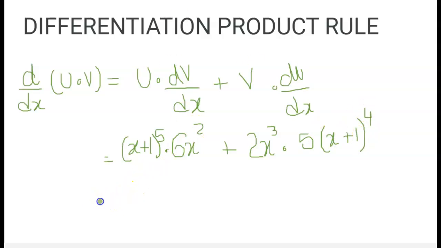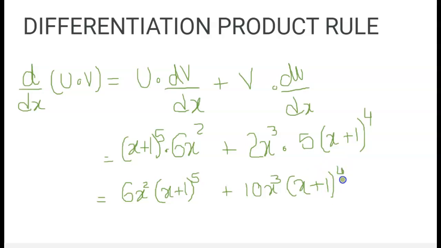Now I can simplify that one. I can factorize and I can simplify that one. If you have a look at that one, this is a 6, this is a 2, this is an x cubed. Obviously there is a 5 there, so I don't want to touch the 5 for a while. If I rewrite that one, that becomes 6x squared times (x plus 1) to the power 5. I just move that one here and there. 2 times 5 is a 10, so that becomes 10x cubed, and then I got (x plus 1) to the power 4.